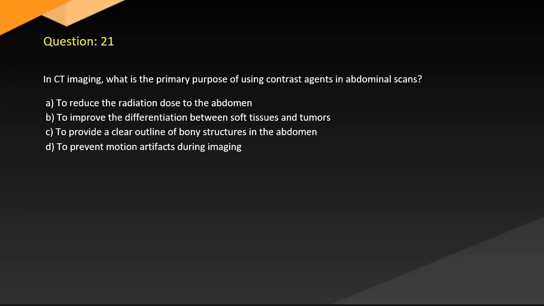Question 21. In CT imaging, what is the primary purpose of using contrast agents in abdominal scans? A. To reduce the radiation dose to the abdomen. B. To improve the differentiation between soft tissues and tumors. C. To provide a clear outline of bony structures in the abdomen. D. To prevent motion artifacts during imaging.